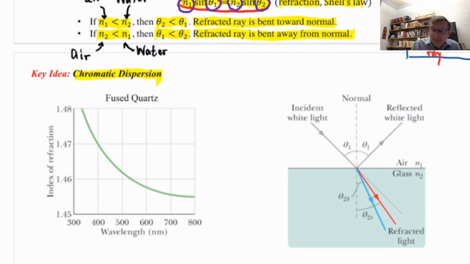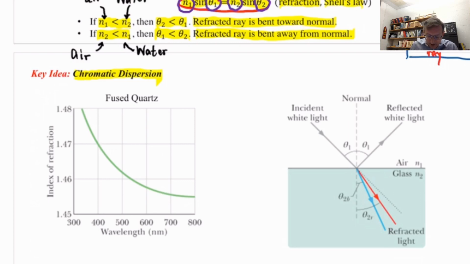Chromatic means colors. In visible light, the color that one sees is determined by what's called the wavelength of the light. Longer wavelengths in the visible region are more red. Shorter wavelengths are more blue and violet. So when we say chromatic, when we're talking about light, we're talking about color, and what we're really talking about is wavelength.